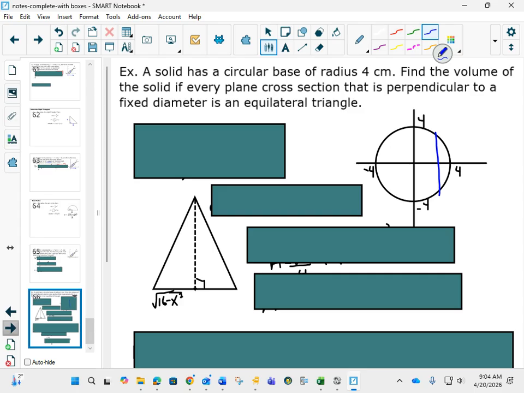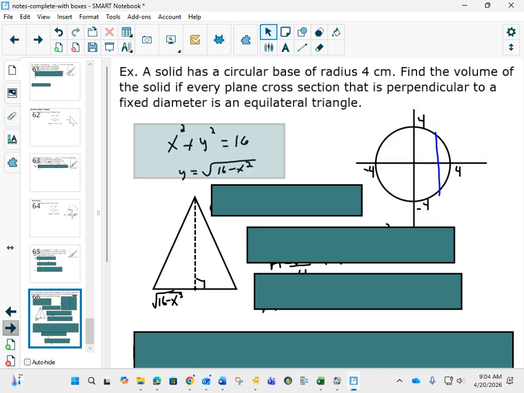Now, each of these is a perfect equilateral triangle. Now, this is going to pose some problems because a little bit about this equation. What are we going to do? Well, we could have this as a top equation. This is a bottom equation. We need to come up with the equation of a circle.